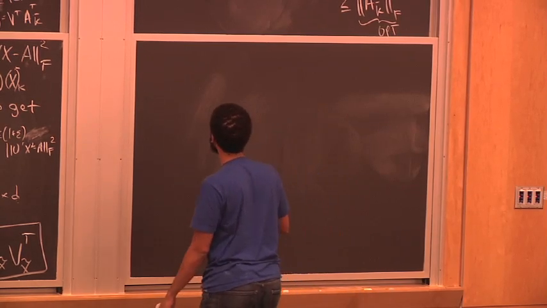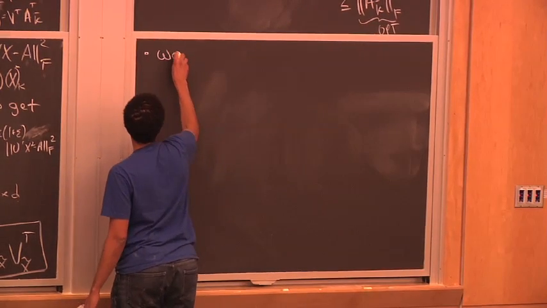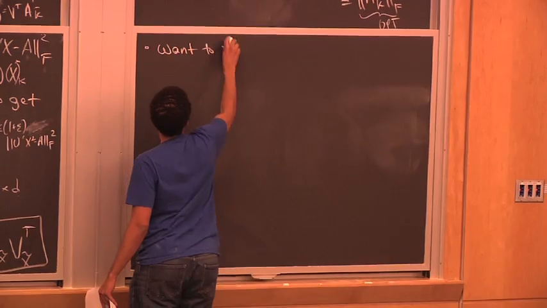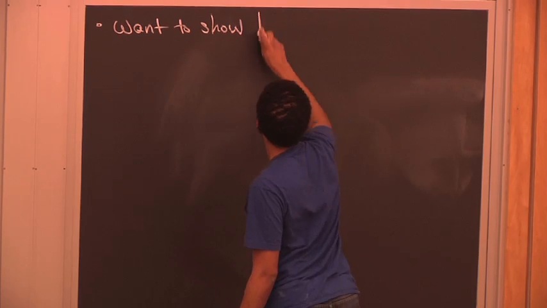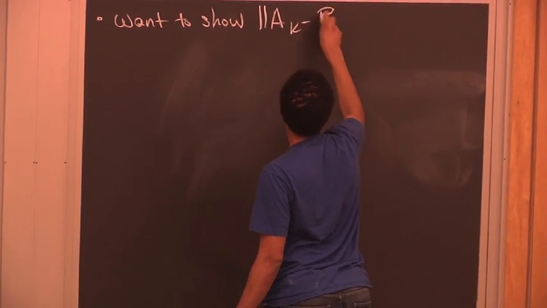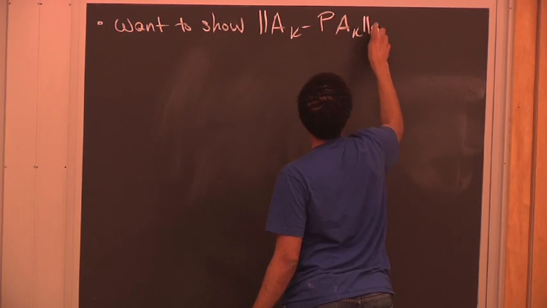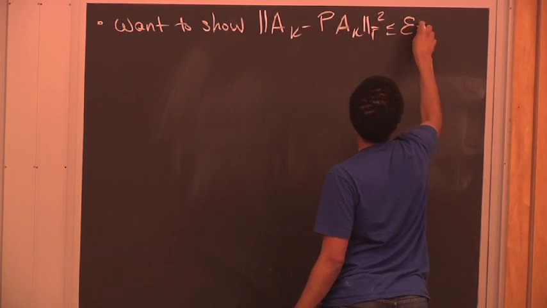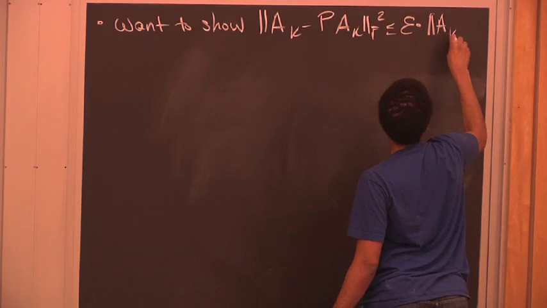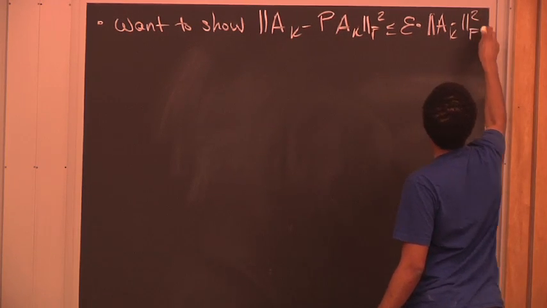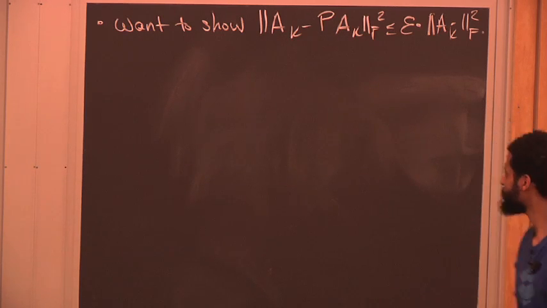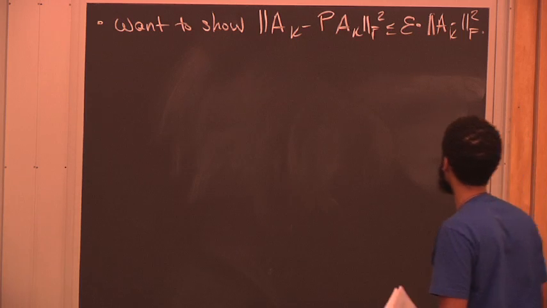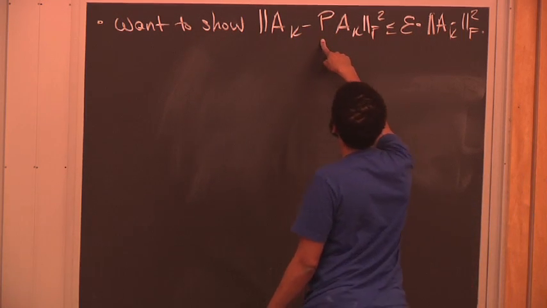Okay, so we want to show that the Frobenius norm squared of AK minus P AK is at most epsilon times that thingy. So what is P?